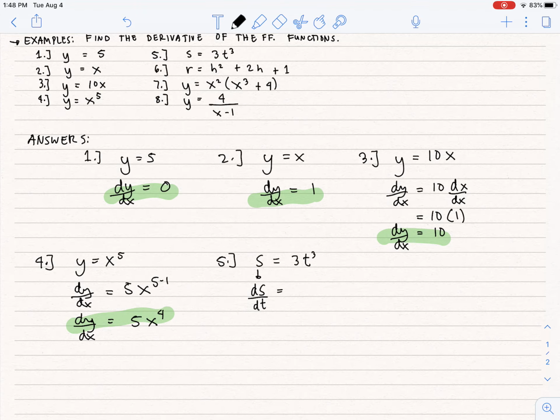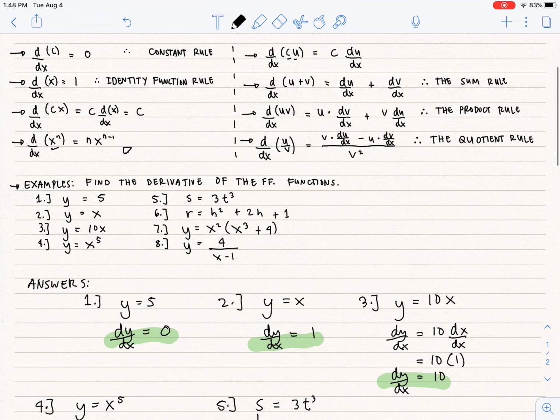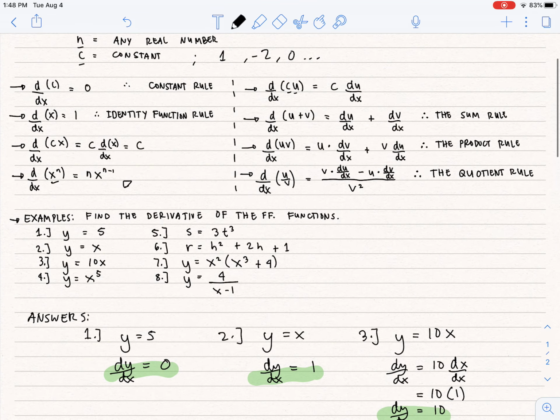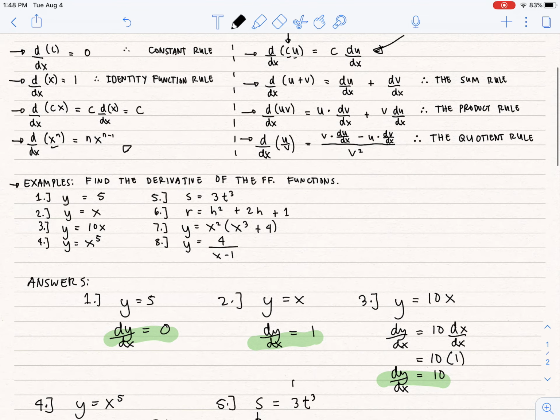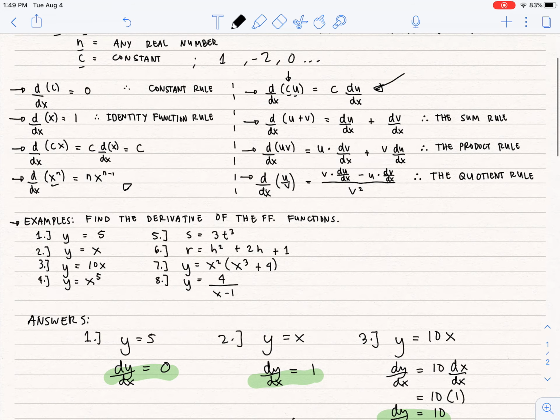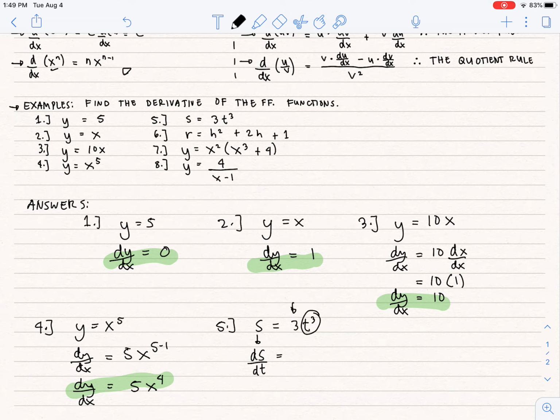Then once again, this is a combination. Number 5, we are going to use this rule because you may notice we have a constant. So number 5, we have 3, right? We have 3. Then we have u. So what is our u here? Our u in this example is just this one. Remember, u is a differentiable function of the independent variable. The independent variable is t. So let me just rewrite this. This is our c, then this is our u, right?